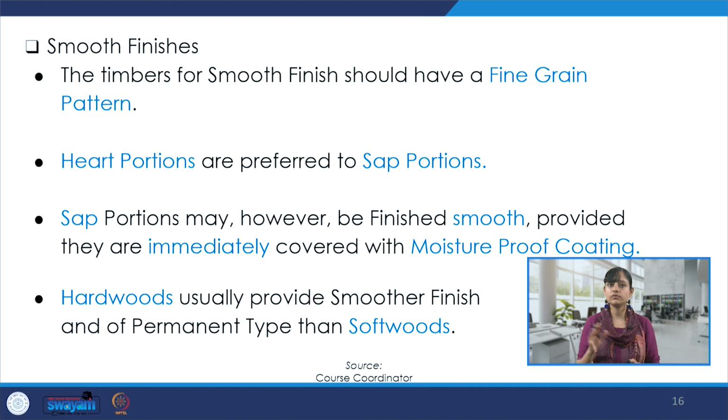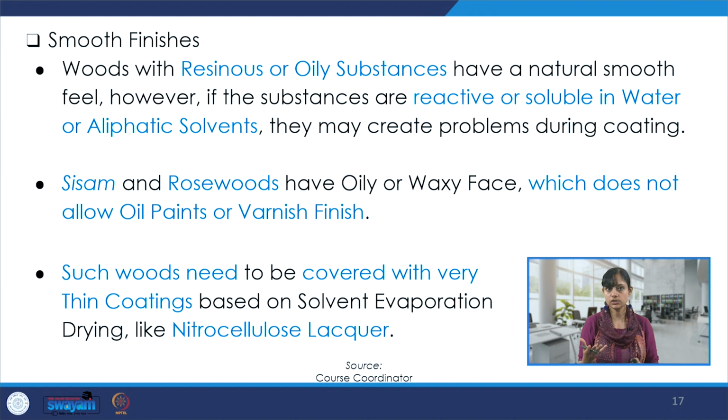So these are some of the important details that one has to keep in mind when we are talking about finishes. So we are talking about smooth finishes. So woods with resinous or oily substances generally have a natural smooth feel. So for example, sesame and rosewoods, they have an oily or waxy face. So they appear smooth, but they do not allow the oil paints or varnish, so they don't take the stain very well.